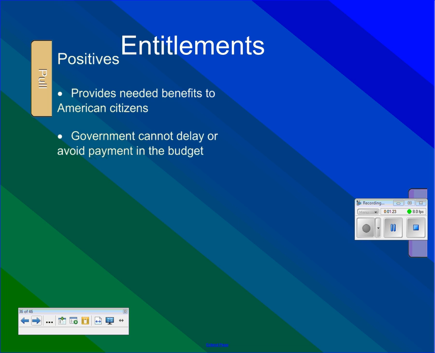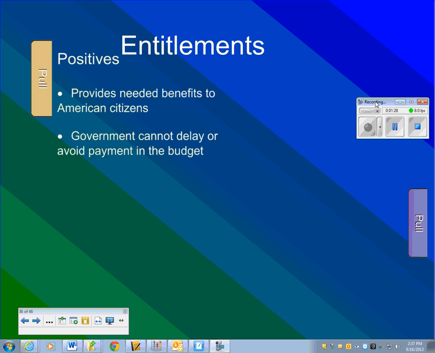Now, the positives to entitlements. They provide needed benefits to American citizens. That's kind of important. Also, the government cannot delay or avoid payment in the budget. So each year they can't play games with people's income, essentially. They know they have to fund this. They have to pay for it.